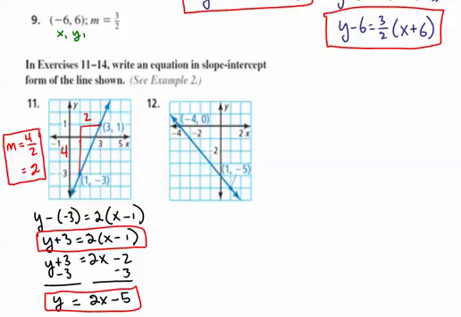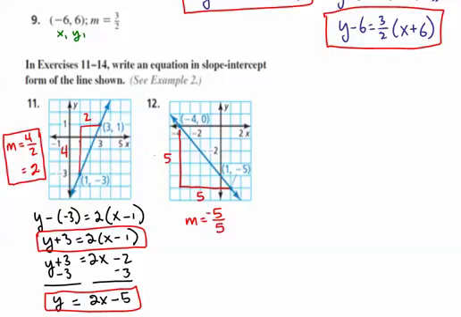And we'll look at example number 12 now. So again, from the point on the left, we are traveling down 1, 2, 3, 4, 5, down 5, over 1, 2, 3, 4, 5. So that would be a slope of m equal to 5 over 5.